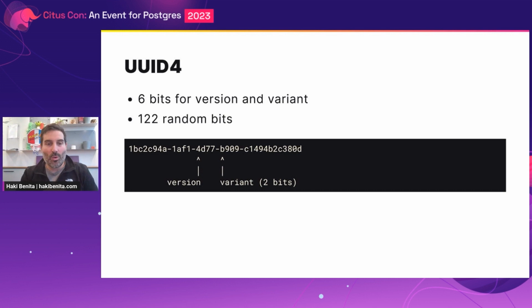So UUID 4, as we said, is 128 bits. You have 4 bits allocated for the version. You can see that version, the number 4. And then you have another 2 bits allocated for the variant. Aside from these 6 bits, the remaining 122 bits are completely random, okay?